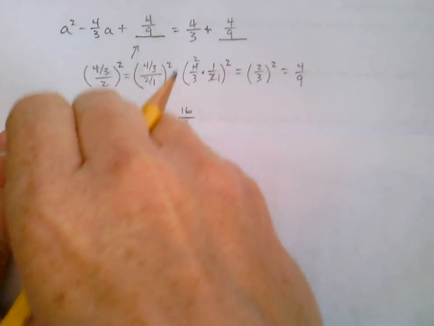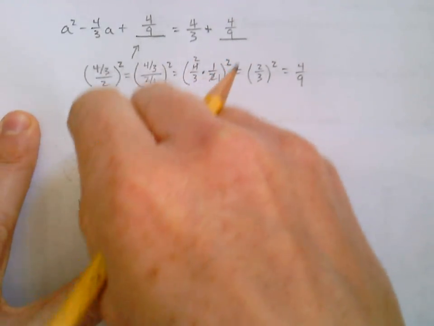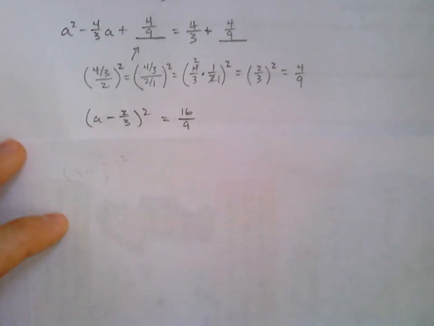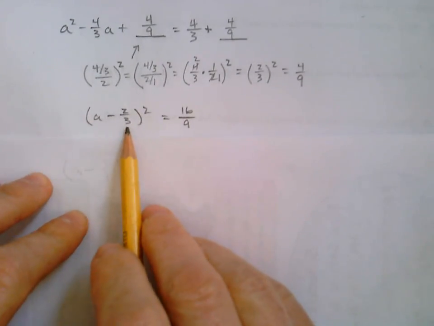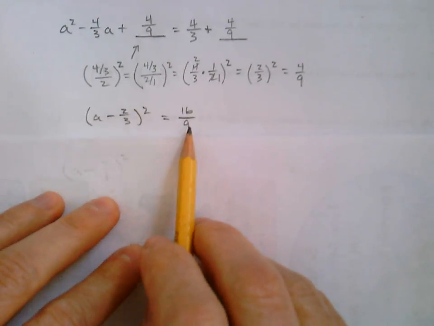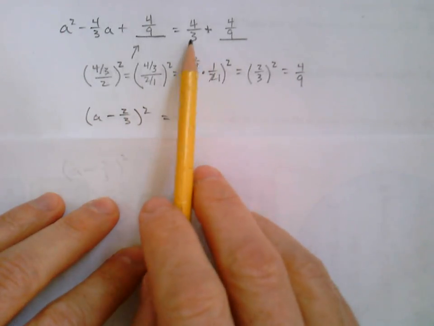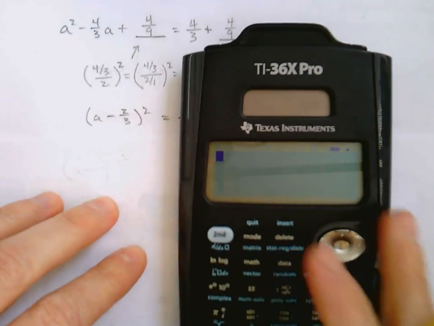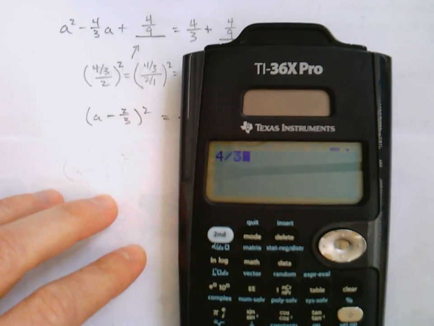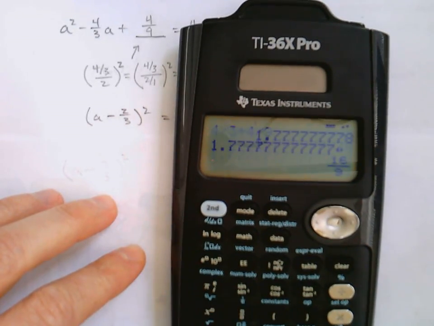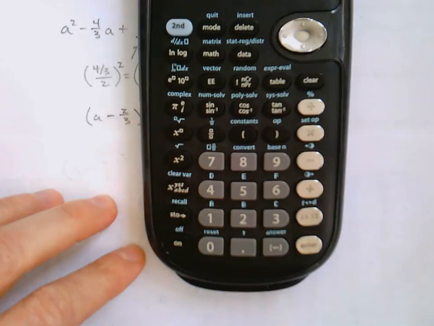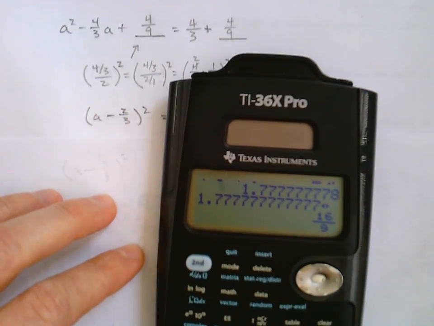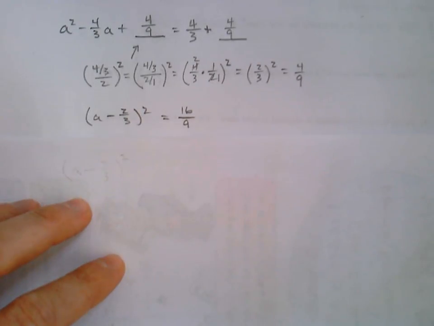Let me erase this now. A minus 2/3 squared. And if you add these together over here on the right, 4/3 plus 4/9. Again, just grab a calculator for that, right? 4/3 plus 4/9. And if it gives you a decimal, convert that to a fraction. In my calculator, I use this little double arrow button. 16 over 9.